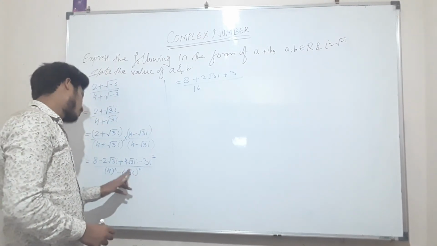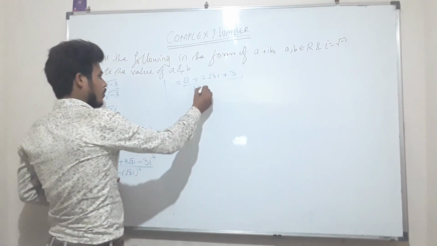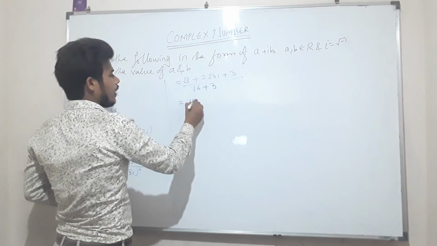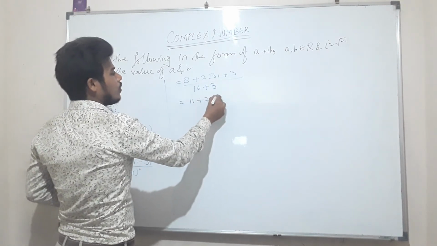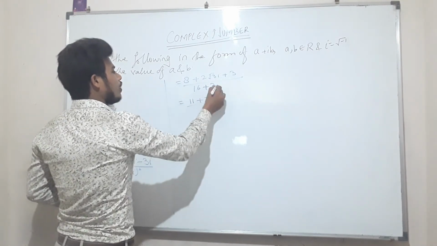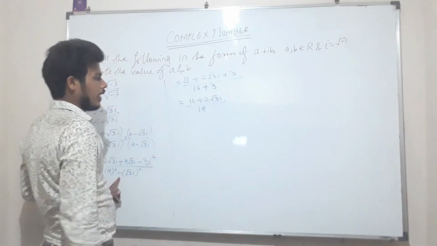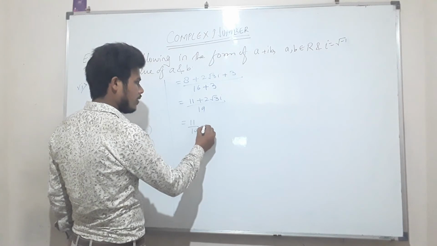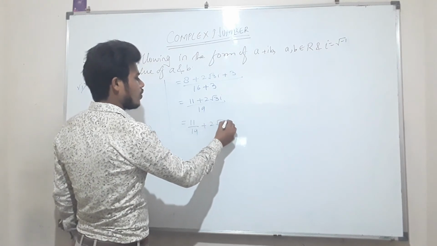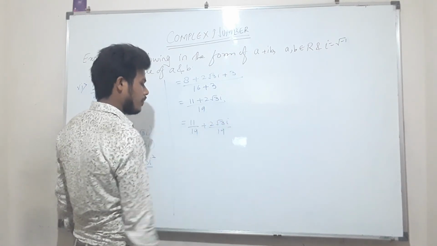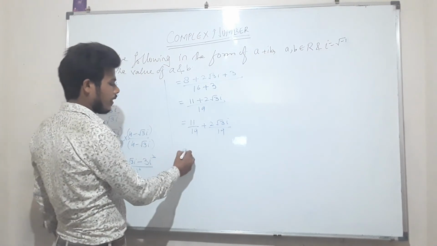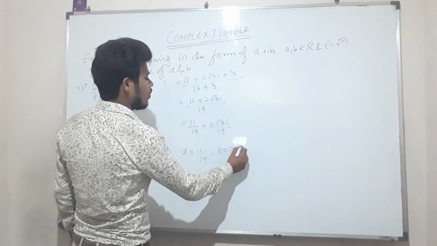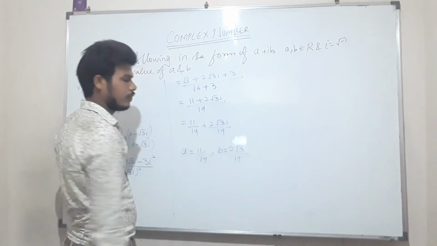And 4 square is 16, root 3 square is 3, and i square is minus 1. So minus into minus will be plus, so 16 plus 3. So 8 plus 3, 11, plus 2 root 3i upon 16 plus 3, 19. So it is 11 upon 19 plus 2 root 3i upon 19. So the value of a is 11 upon 19 and the value of b is 2 root 3 upon 19.